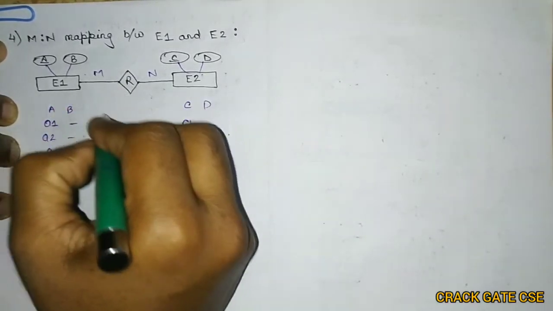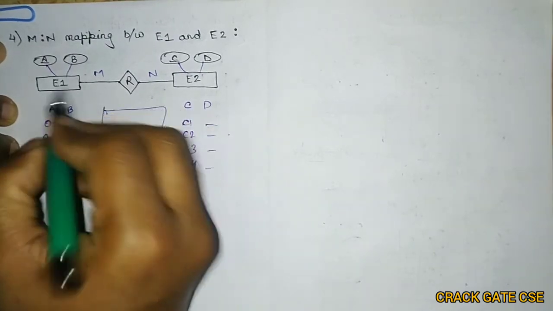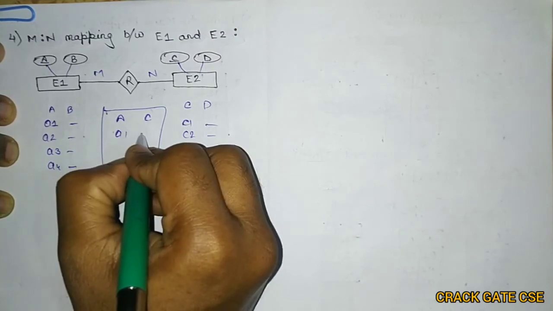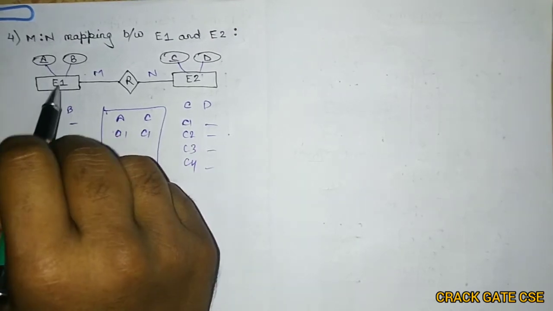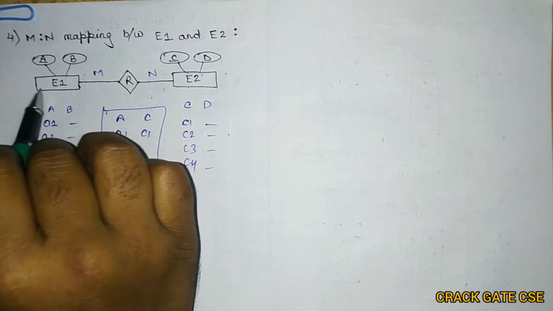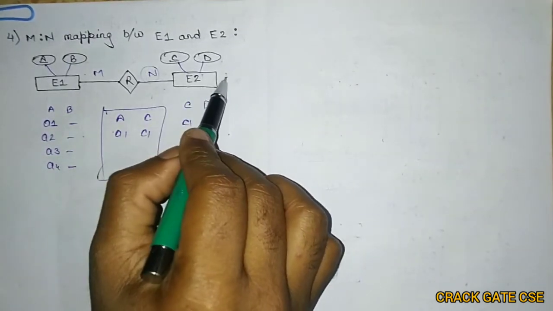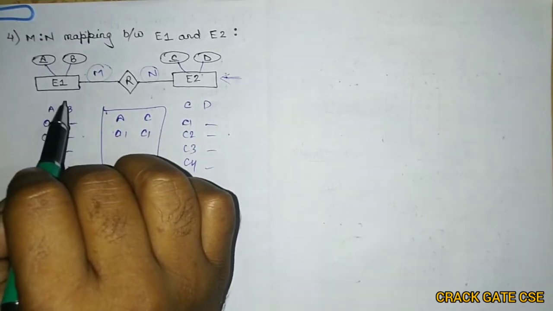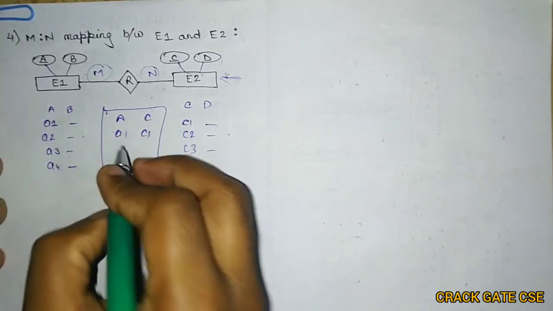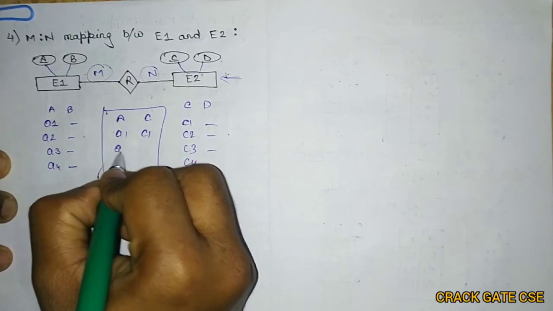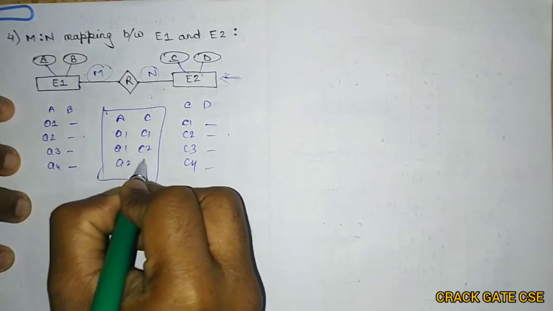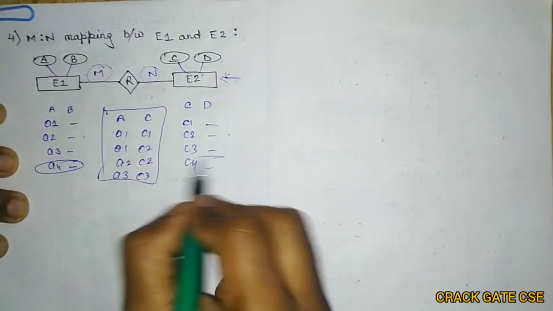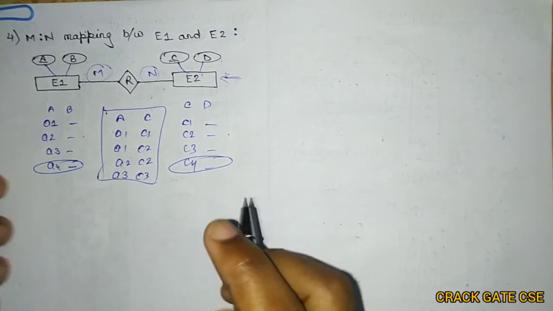Now if I want to find out the table for this R, what will it be? A, C. Let A1 is relating with C1, because a value of E1 can relate with many values of E2. Similarly, values of E2 can relate with many values of E1. That means there is no restriction. So let A1 is relating with C1, A1 is relating with C2, A2 is also relating with C2 and A3 is relating with C3. A4 is not relating, C4 is not relating because it is partial participation.